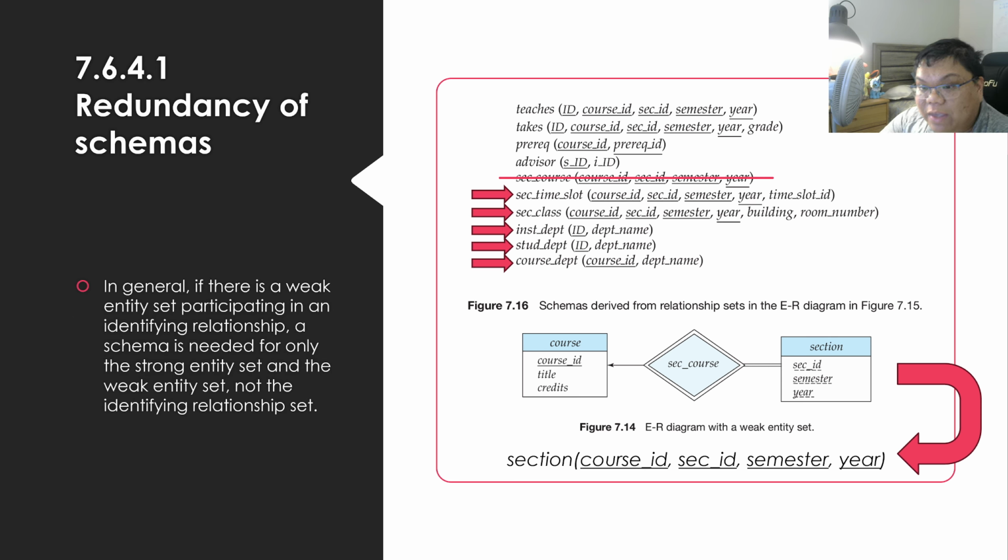In general, if there is a weak entity set participating in an identifying relationship, a schema is needed for the strong entity set and the weak entity set. We do not need to add one for the identifying relationship set. So, schema for course, yes. Schema for section, yes. Schema for section course, not needed because it's going to be the same thing as section.